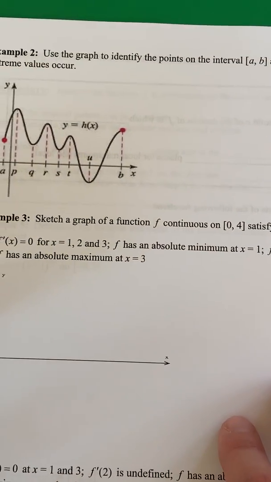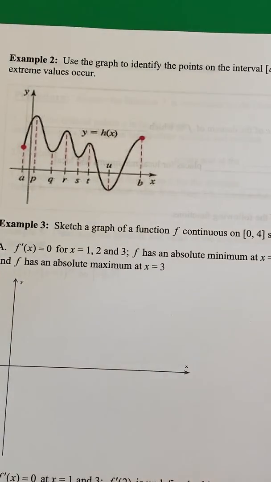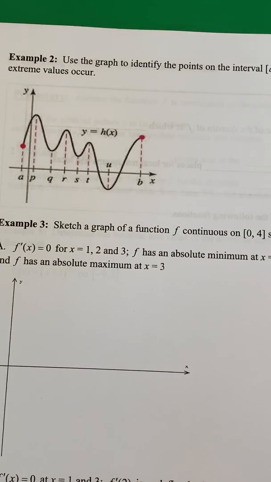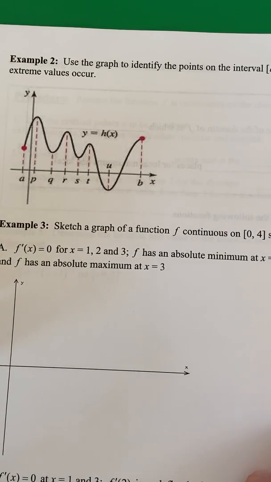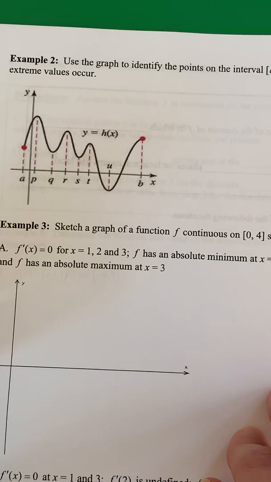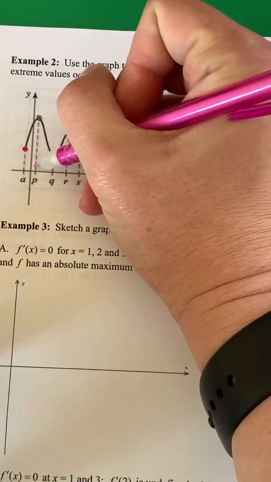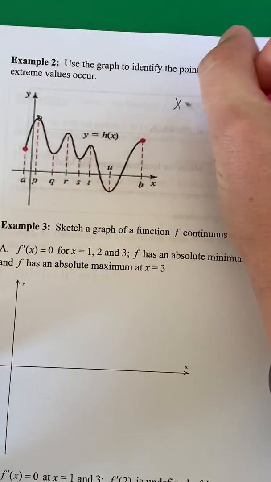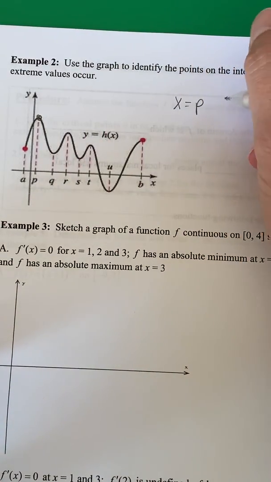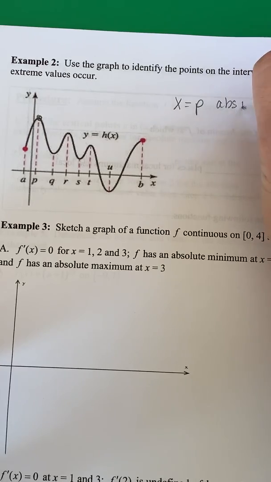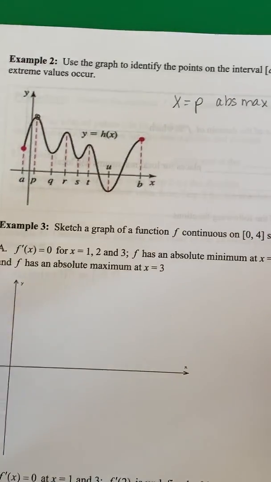Okay, example 2 is another graph. And with this graph, we would like to not only figure out the absolute max and the absolute min, but we would also like to figure out the local max and the local min. So we'll start with the absolute max. So the absolute high point occurs right here. Okay, and I look down, so I see that x equals p is our absolute max. So that's where that occurs.